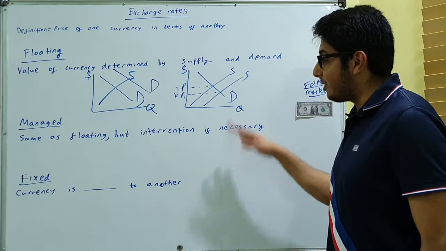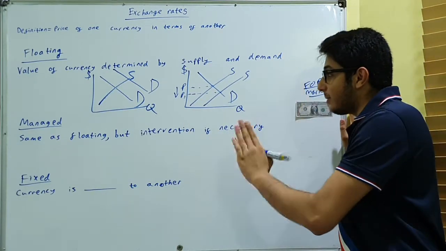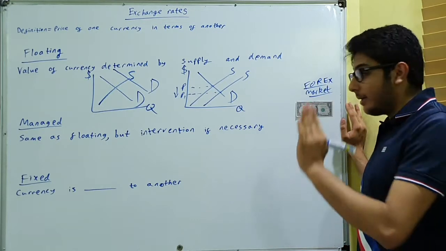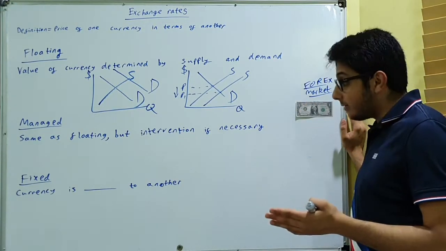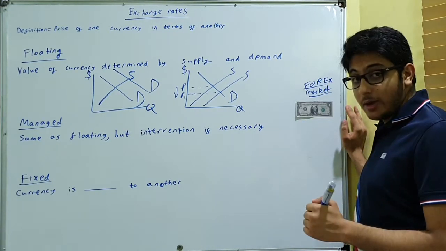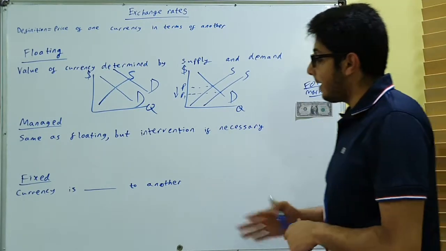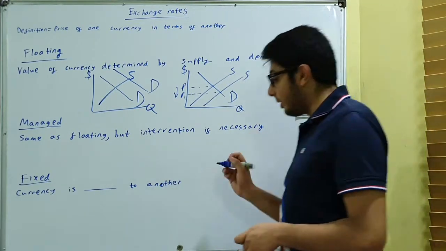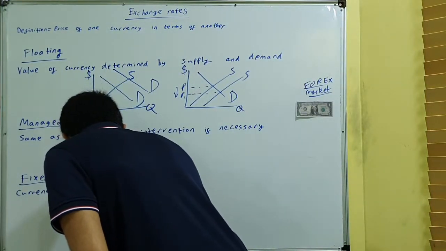But just understand that with managed exchange rates, it's determined by supply and demand, but if the central bank wants to meet some macroeconomic objectives, it can intervene directly into the market if necessary to affect the value of the exchange rate. Okay? A fixed exchange rate is when one currency is pegged to another.